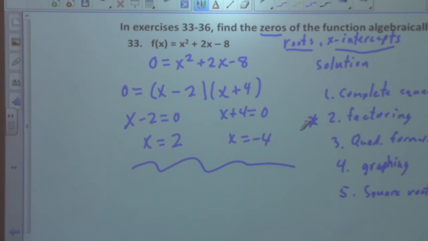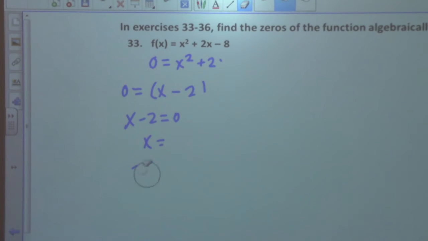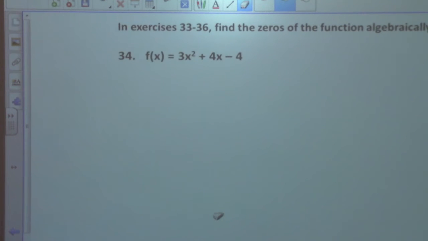All right, now when we get to 34 and 35, you're talking about a level of complexity beyond this, where you don't have x squared with a coefficient of one. So I want you to do 34, and I'm going to call on somebody.